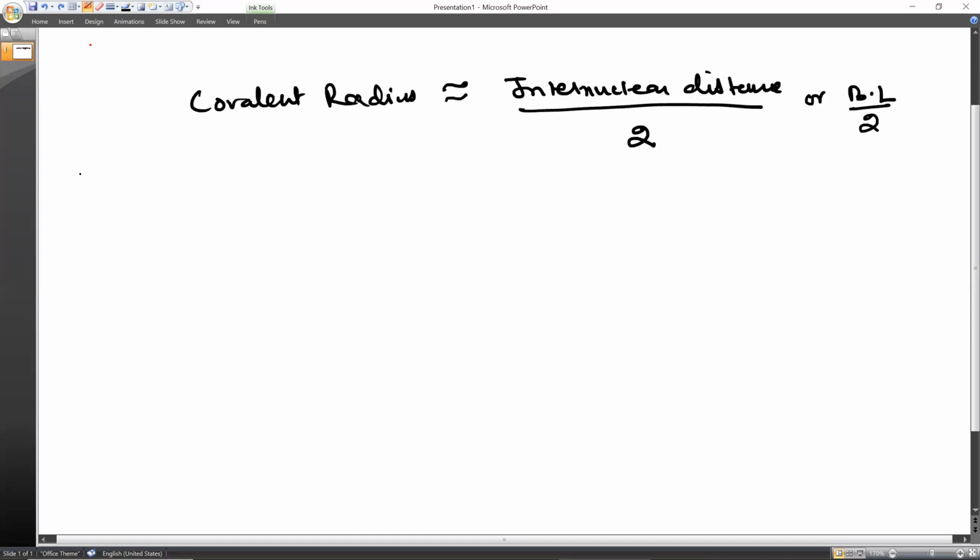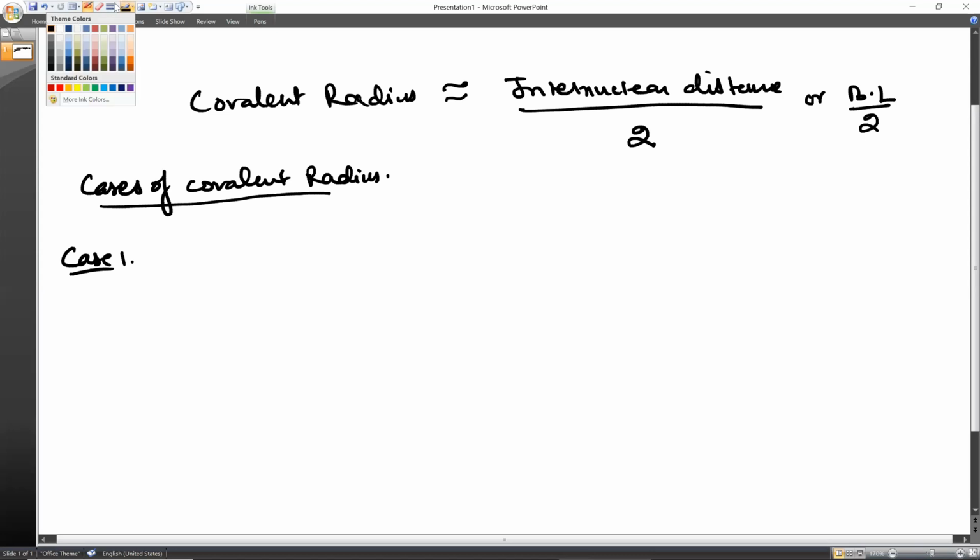Moving to the next part, there can be so many types of radius, so let's consider the cases of covalent radius. What are the cases of covalent radius? Case one is when the covalent radius is in a single bond, when two similar kinds of atoms are bonded together, like in hydrogen, where the two atoms are bonded together.